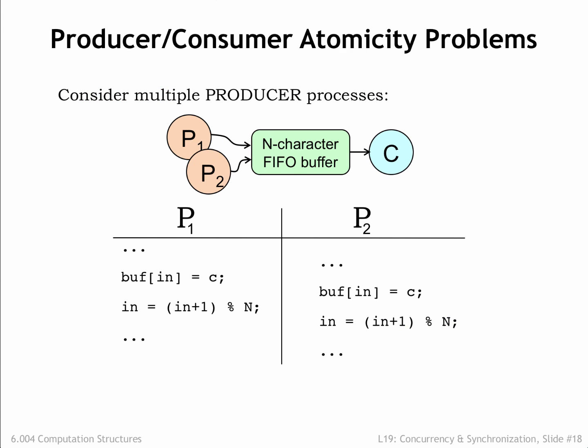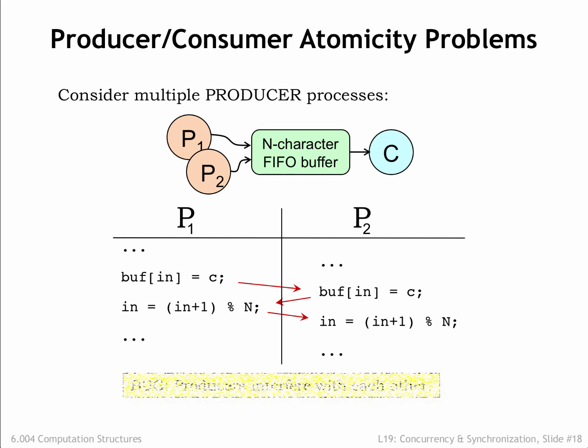Returning to our producer-consumer example, we see that if multiple producers are trying to insert characters into the buffer at the same time, it's possible that their execution may overlap in a way that causes characters to be overwritten and/or the index to be improperly incremented. We just saw this bug in the bank example. The producer code contains a critical section of code that accesses the FIFO buffer, and we need to ensure that the critical section is executed atomically.